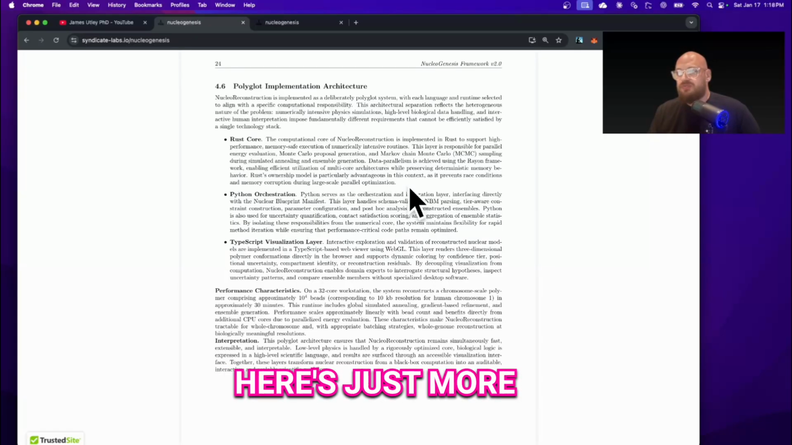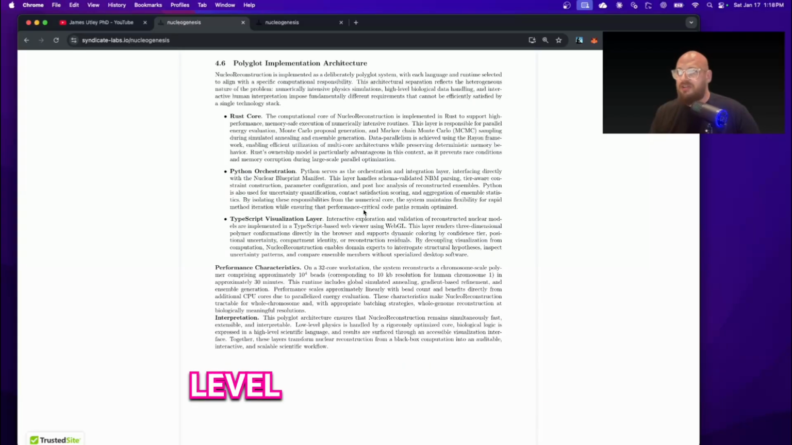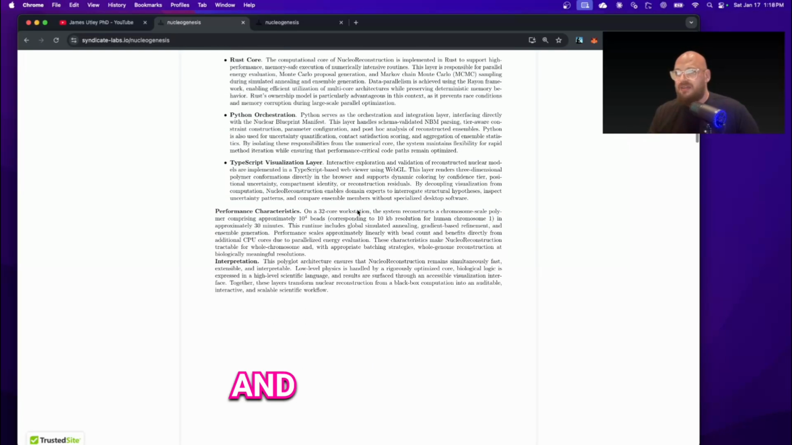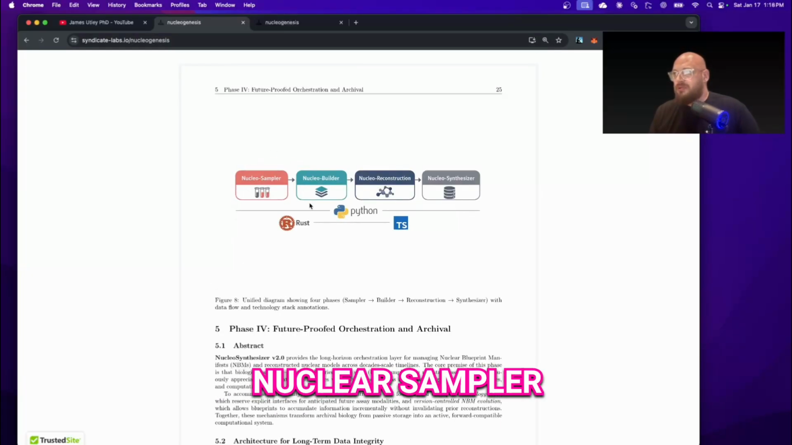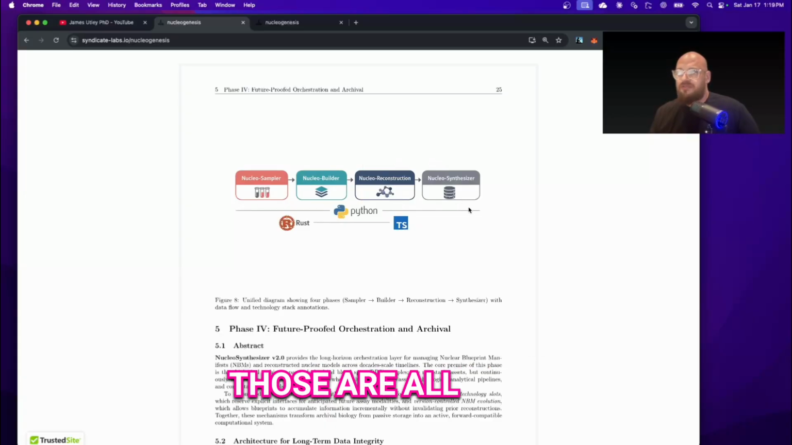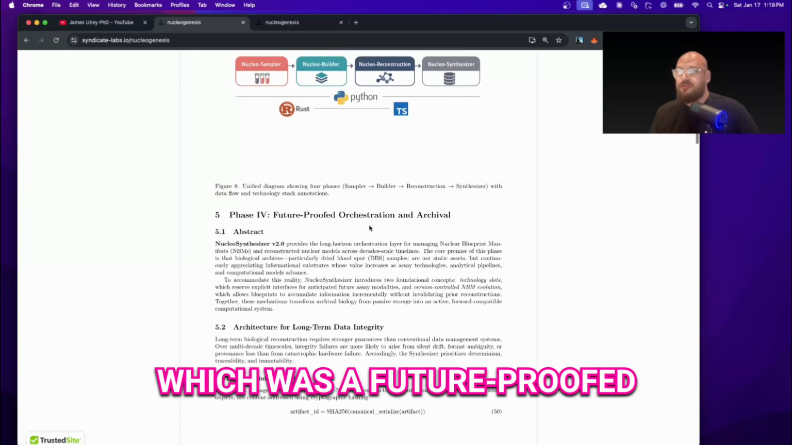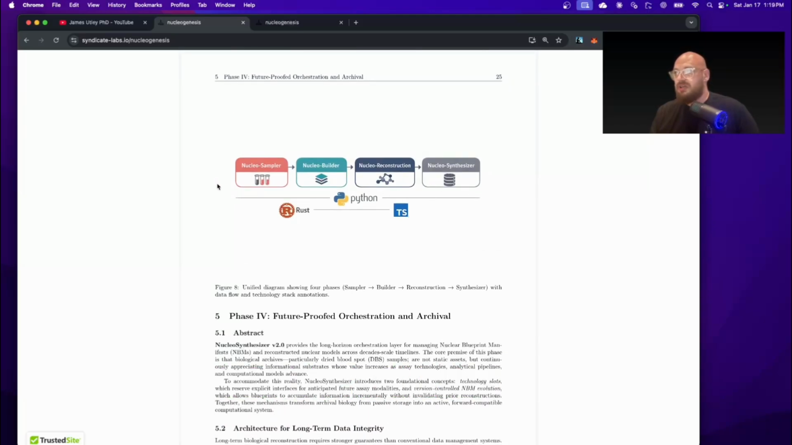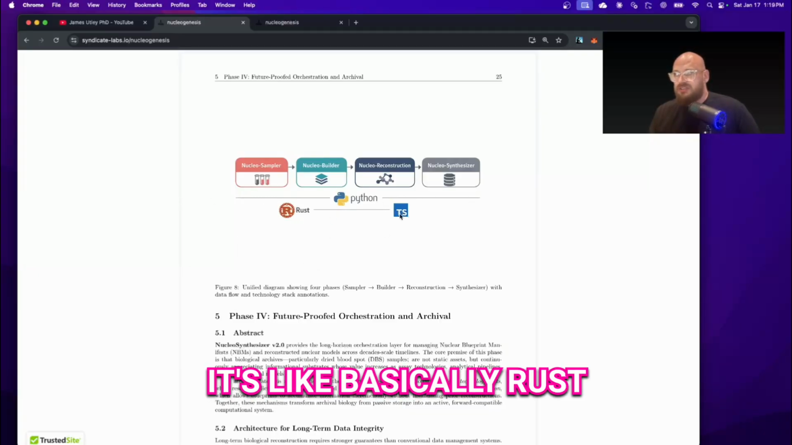Okay, and here's just more of the tech architecture, right? So written in Rust. It does have a level of Python orchestration because I'm a Python guy. And then the visual layer is TypeScript, even though I don't really like TypeScript. And if you want to see, this is how it's broken down. So we have nuclear sampler, the builder, the reconstruction, and the synthesizer. Those are all of the applications that we have gone over thus far. And the synthesizer being the future, and it's the next thing that we're going to talk about, which is a future-proofed orchestration and archival. But that's it. So it runs the Python gambit. We have this side of the house that is nuclear sampler and the builder, which is written in Rust. Well, they all have some component of Rust, but it's basically Rust, Python, TypeScript, and that's for everything.